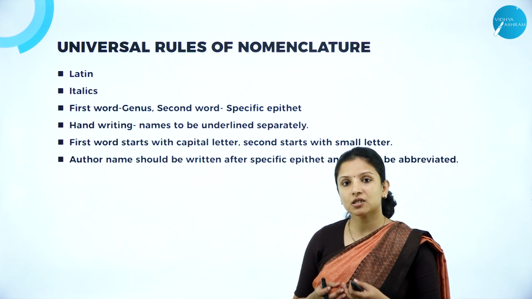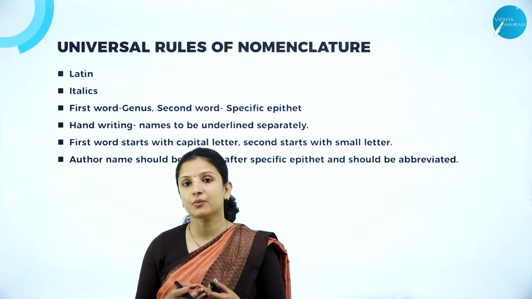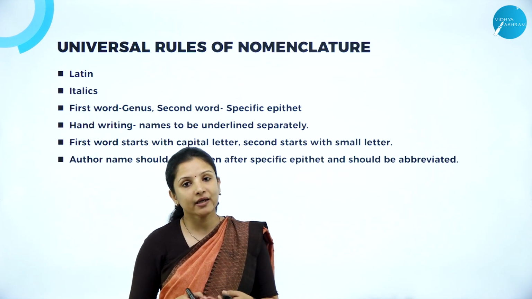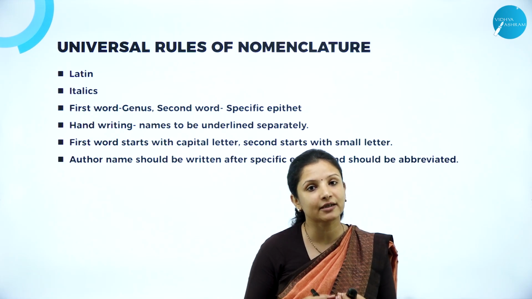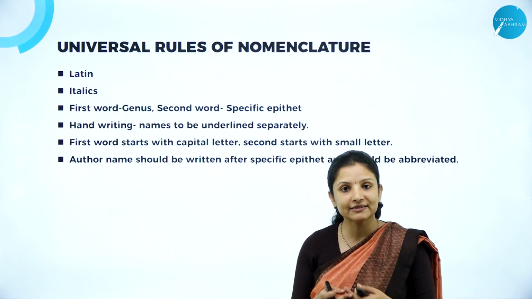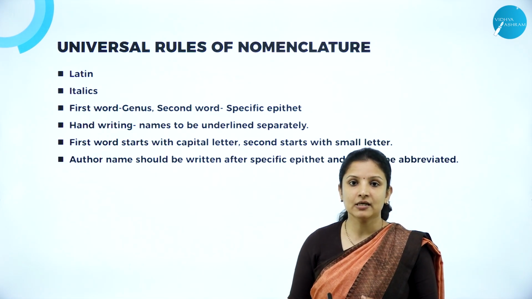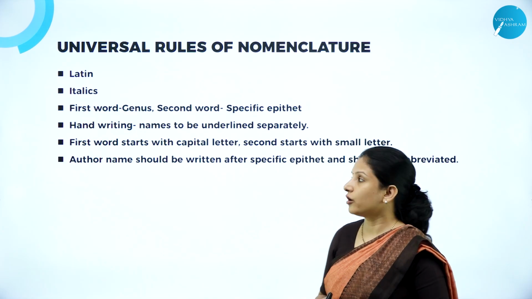So when we write a scientific name, or whenever we give a binomial name to a particular organism, we cannot write names however we want. There are certain set of rules, and we studied in the previous session about ICBN and ICZN. So they are the ones that actually assign names to a particular organism.